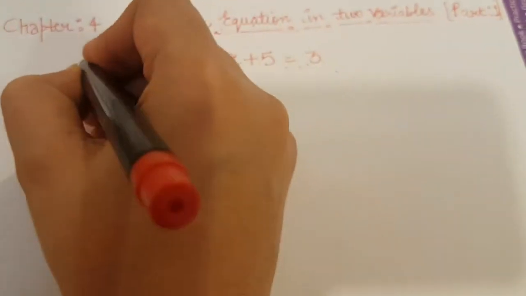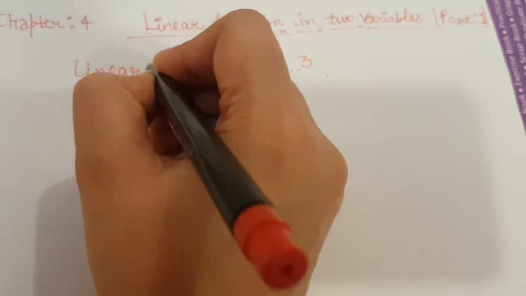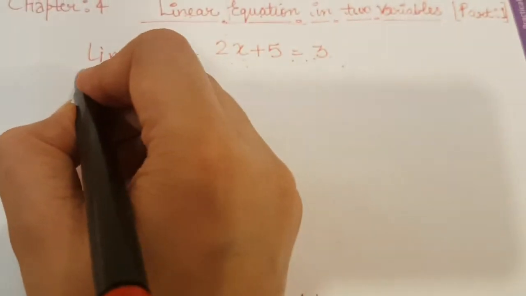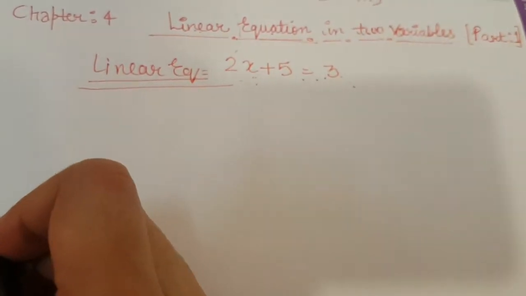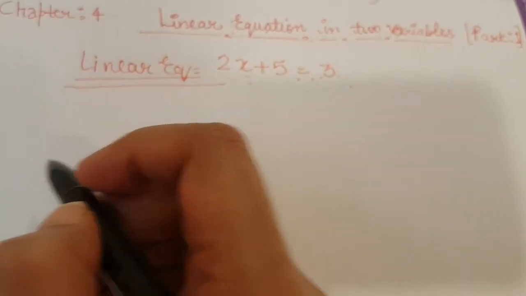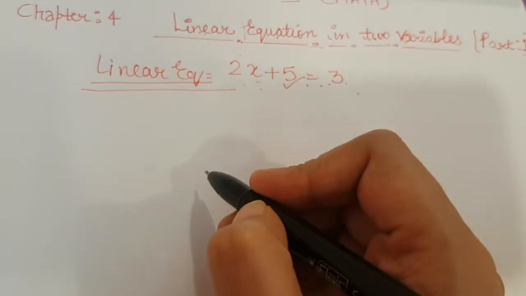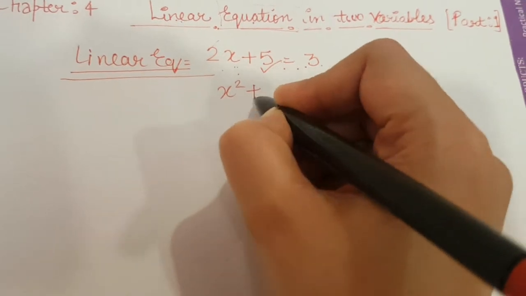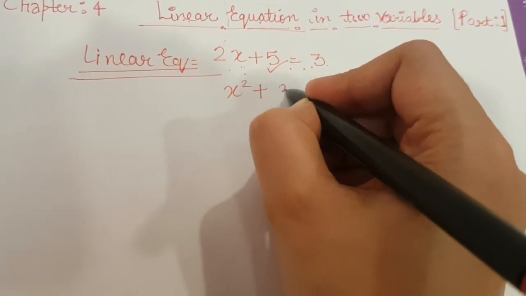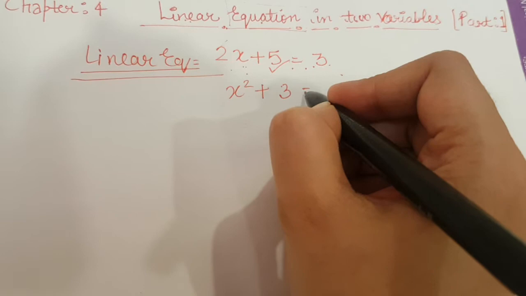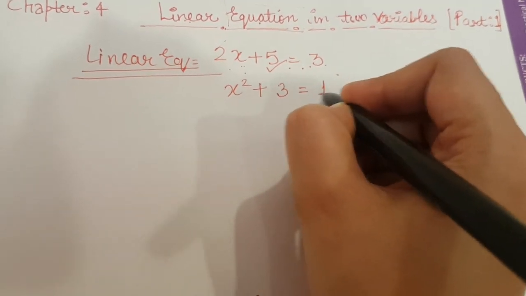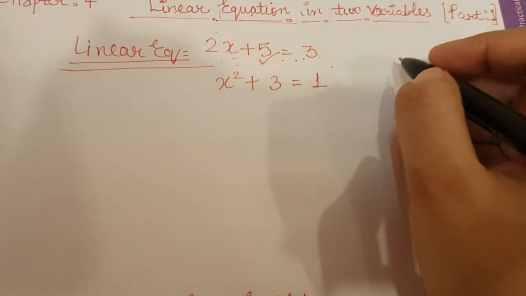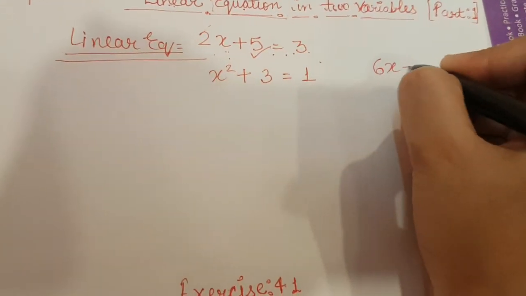What is linear equation? So for clearing this, I will write three examples. First, I have already written 2x plus 5. Next, I am writing x square plus 3 equal to 1. And next, I am writing 6x plus 3.